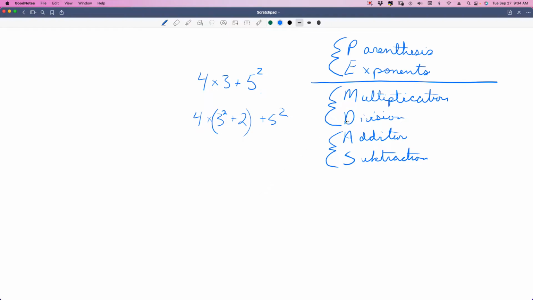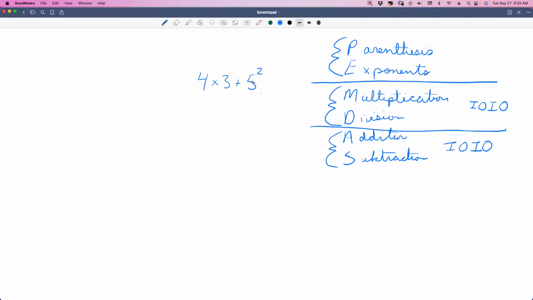Then we do multiplication and division in the order it occurs. So in the order it occurs, left to right. And addition and subtraction is left to right in the order it occurs as well. All right, so those are your 3 steps. You look for parentheses and exponents, then you look for multiplication and division, then you look for addition and subtraction. So knowing that, we would solve this problem by saying exponent comes first. There's no parenthesis.